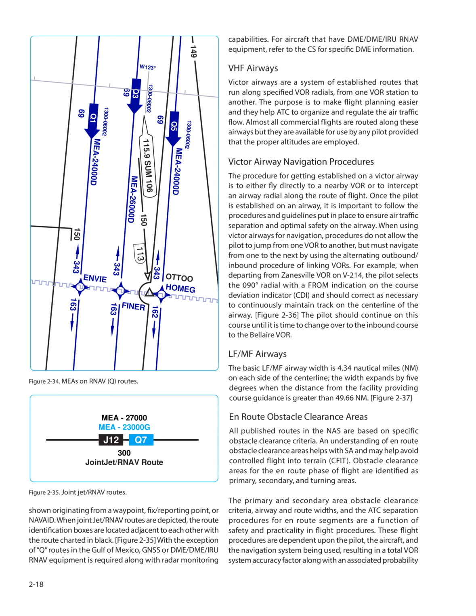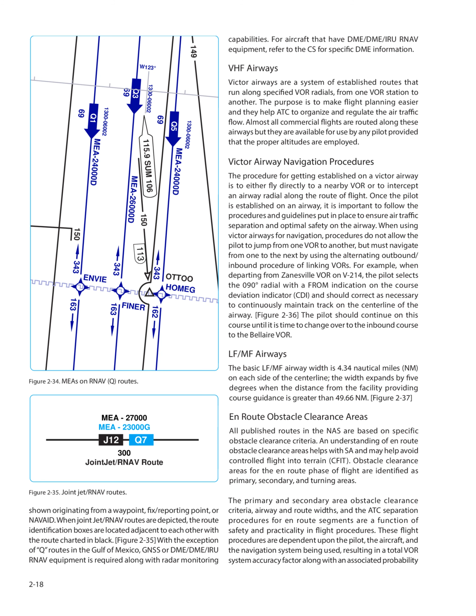LF/MF Airways. The basic LF/MF airway width is 4.34 nautical miles, nm, on each side of the centerline. The width expands by 5 degrees when the distance from the facility providing course guidance is greater than 49.66 nautical miles. Figure 237.